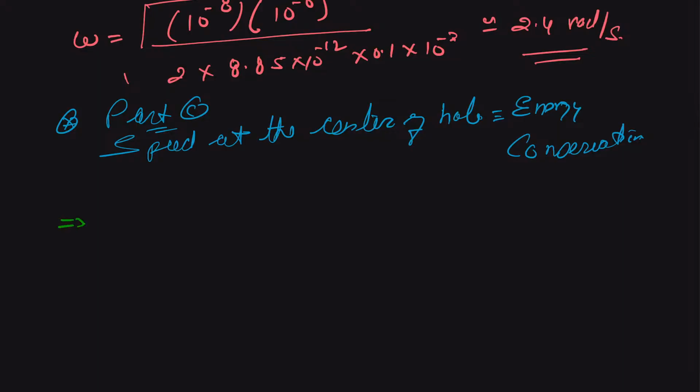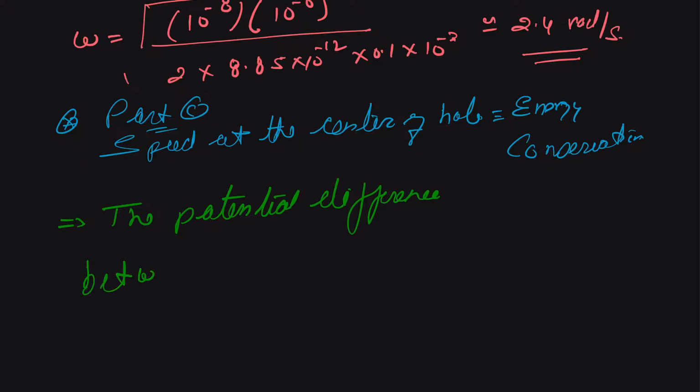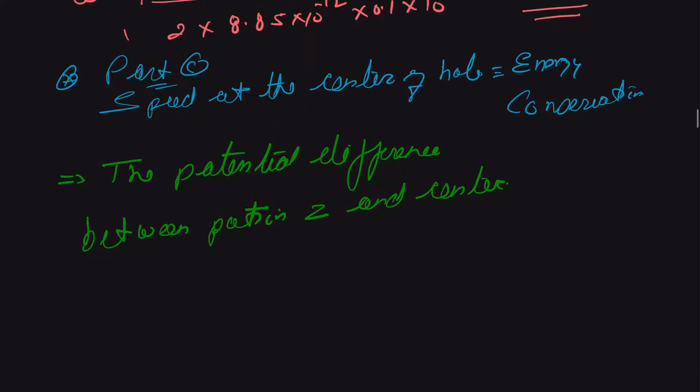So we can say that the potential difference between position Z and the center, we can write that as our potential at Z minus potential at center, meaning Z is equal to 0.